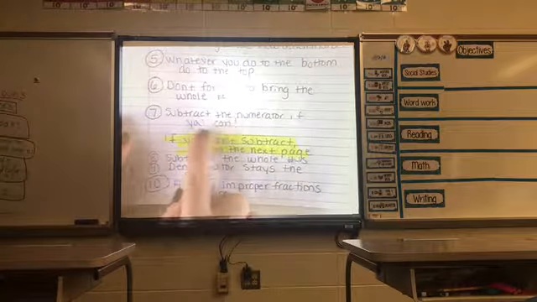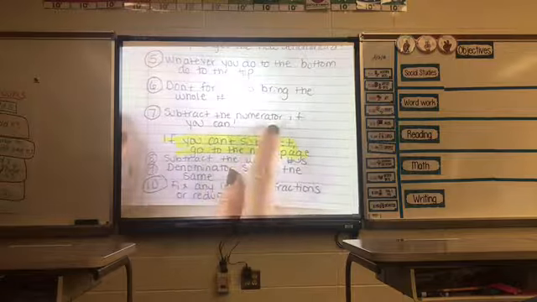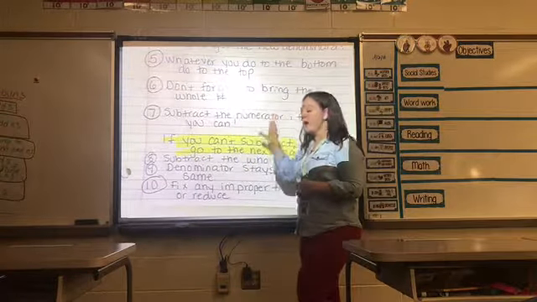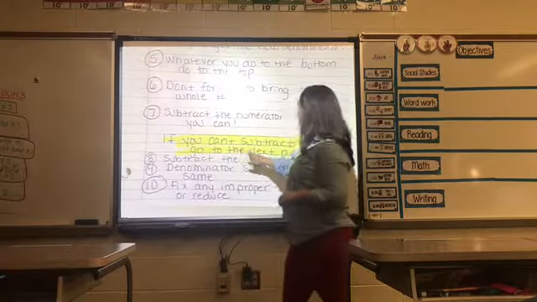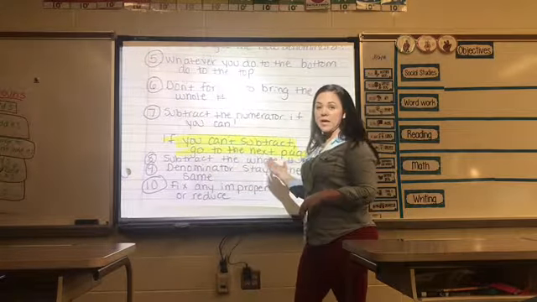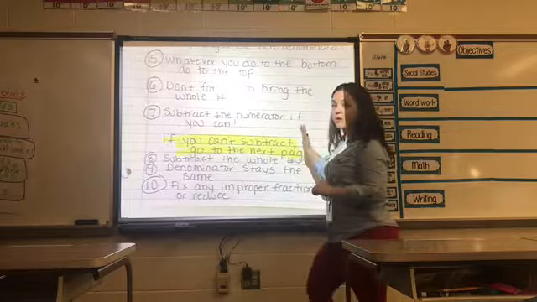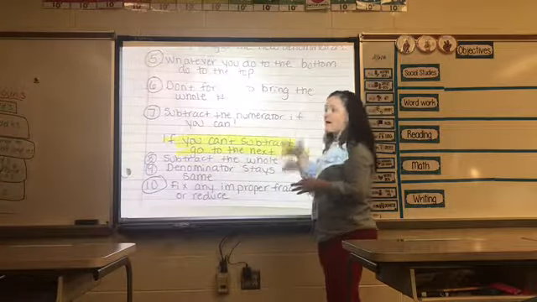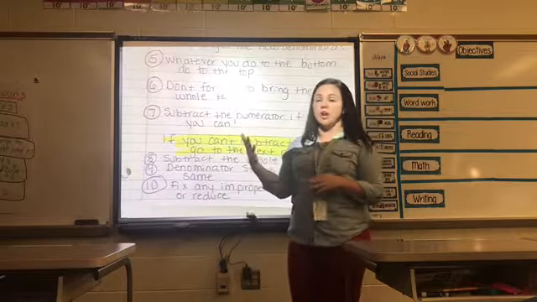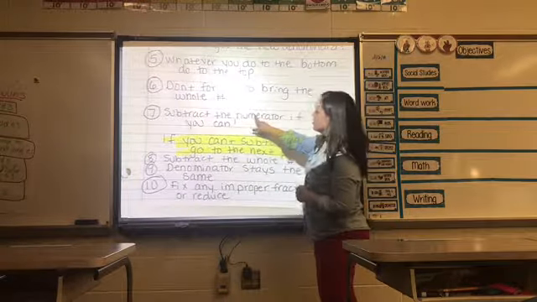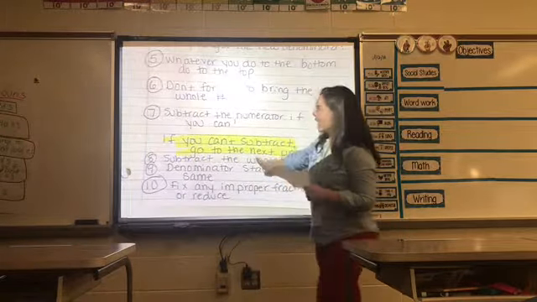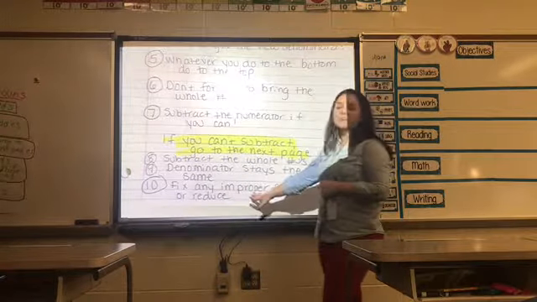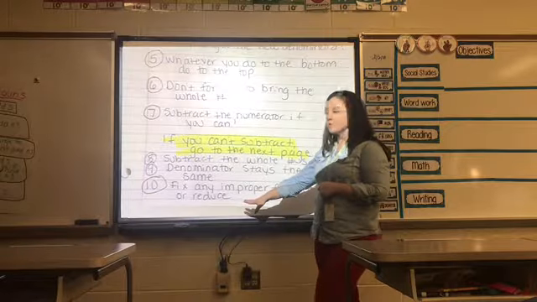Now you need to subtract the numerators, and I did write if you can, because there will be times when you can't, and that's when I said if you can't subtract, go to the next page. So tomorrow, or whenever you're viewing this, we will be talking about how to borrow when you're subtracting fractions. But for right now, you subtract the numerator, subtract the whole number, the denominator stays the same, and then you need to fix any improper fractions or reduce.